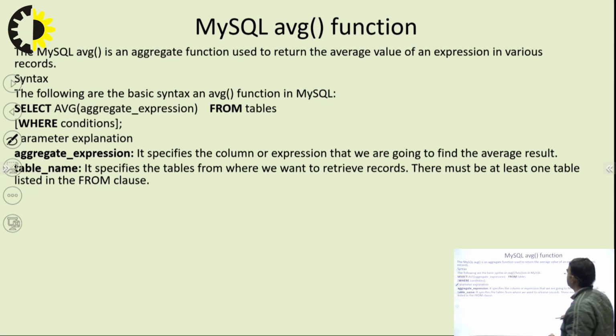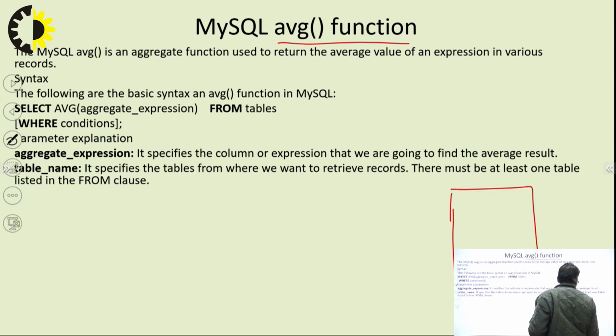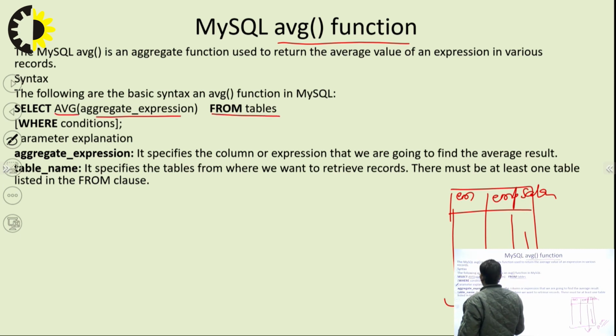Now that is the MySQL average function. What is the role of the MySQL average function? Let's suppose we have a table, and in this table we have employee and employee salary. If we want to find out the average employee salary, the average of this column, then we have to apply the MySQL average function. What is the syntax? Here we have to put select average, aggregate expression, from name of table, where we have to put the where condition.